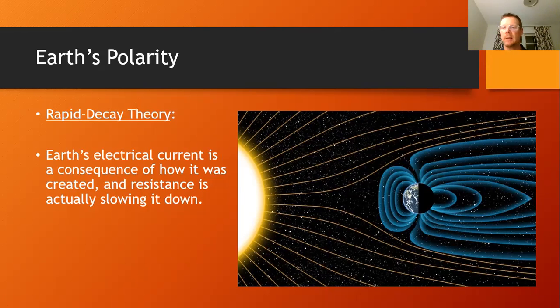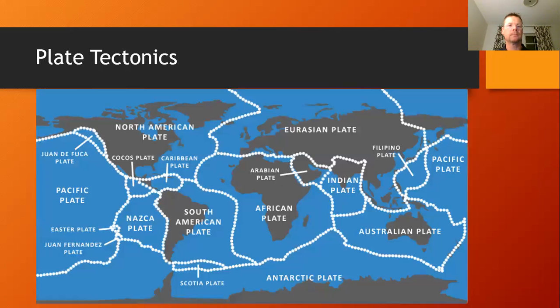We can see the schematic here of how the magnetic field also may protect us to a degree from the radiation of the sun. It definitely holds some water, but we don't know which one is right at this point. Okay, moving on to plate tectonics.